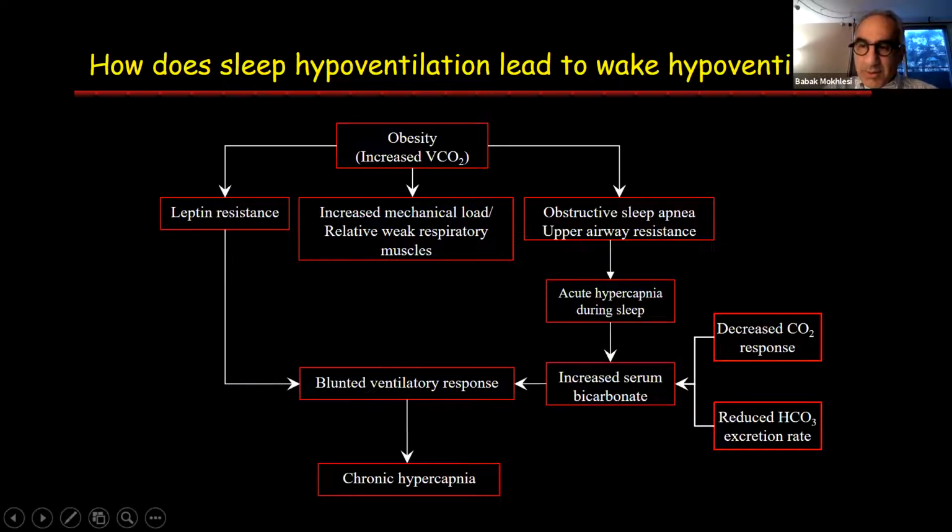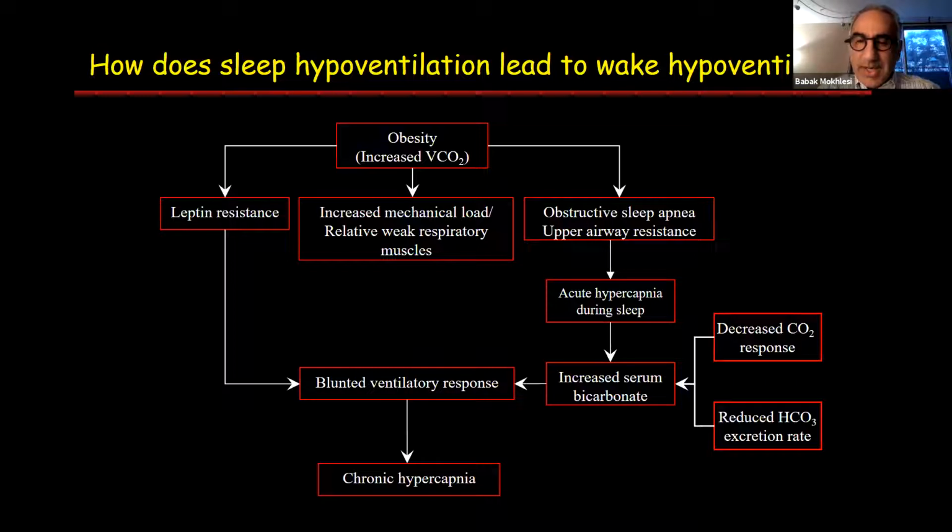Again, this is a mathematical model that they came up with. We don't have any evidence, at least in human experiments, that this actually happens. But again, it is an interesting concept. And again, obstructive sleep apnea is a major player here. And the reason I say this is because I think there are two camps here.